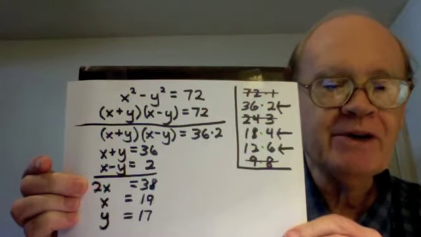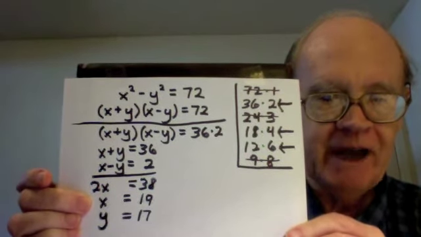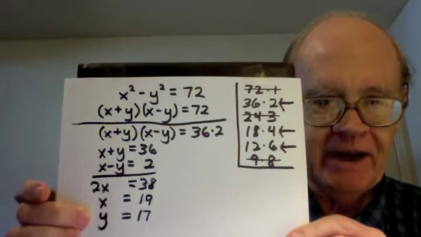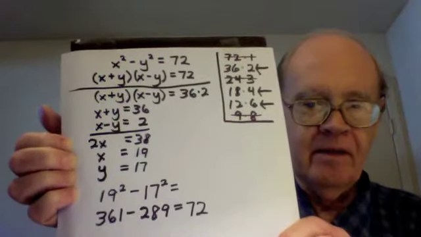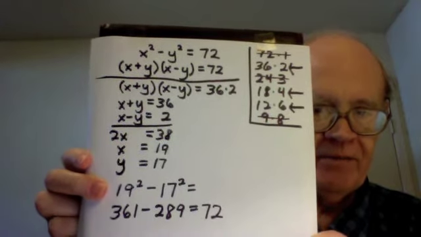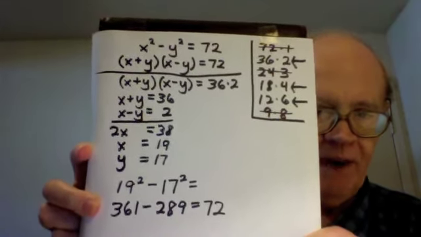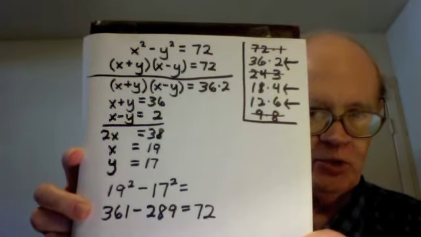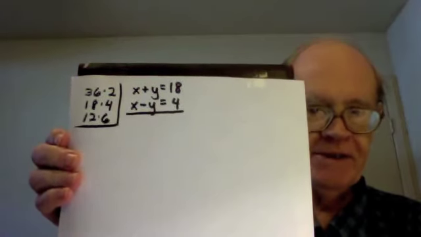I add those 2 equations. I get 2x equals 38. Dividing by 2, x equals 19. Substituting that value into one of those equations, either of the equations, I get y equals 17. That gives me this solution. 19 squared minus 17 squared equals 361 minus 289, which equals 72. I just used the pair of factors 36 times 2.